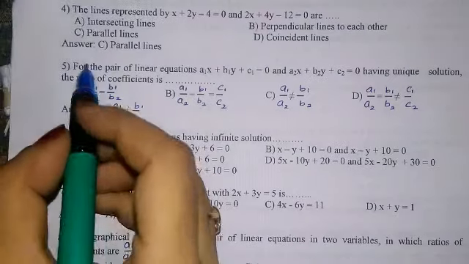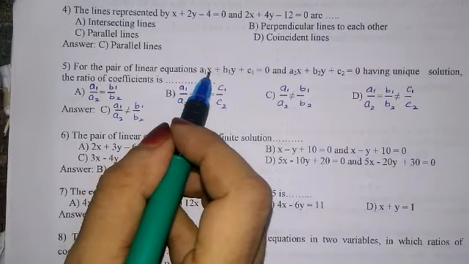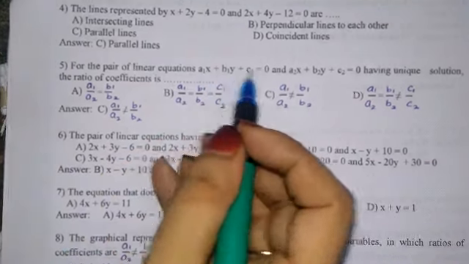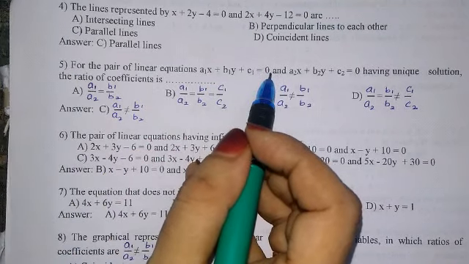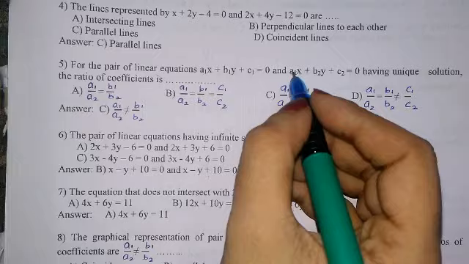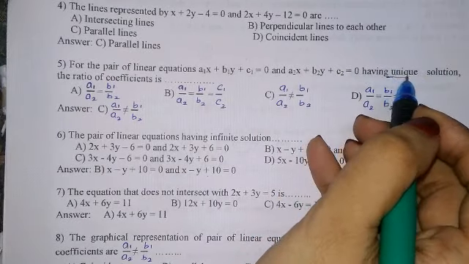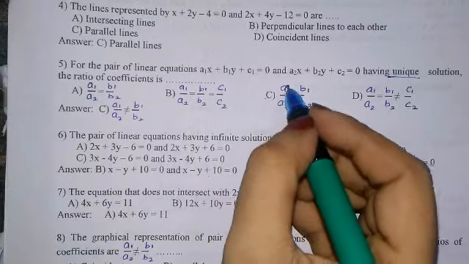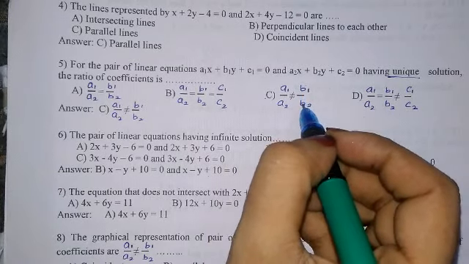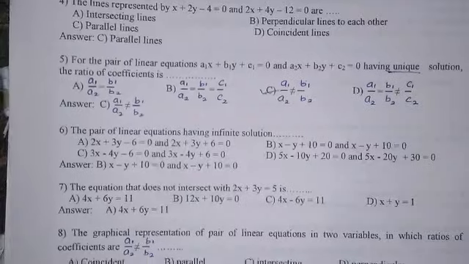Okay. Now let us see the next question. For the pair of linear equations a1x plus b1y plus c1 is equal to 0 and a2x plus b2y plus c2 is equal to 0, most of the time they ask in general form, having a unique solution. So for a unique solution, which condition? C. a1 upon a2 is not equal to b1 upon b2. So the correct answer is C.